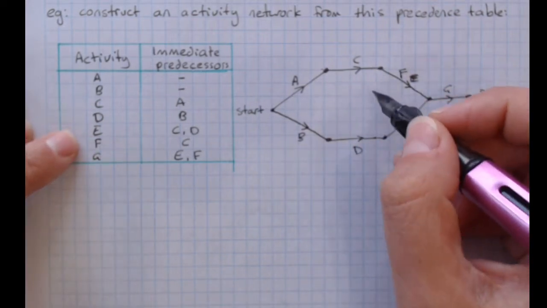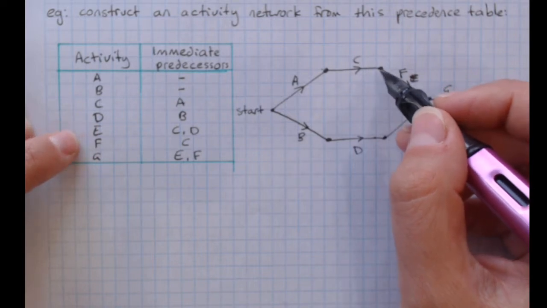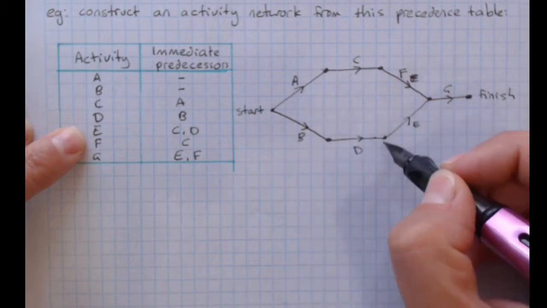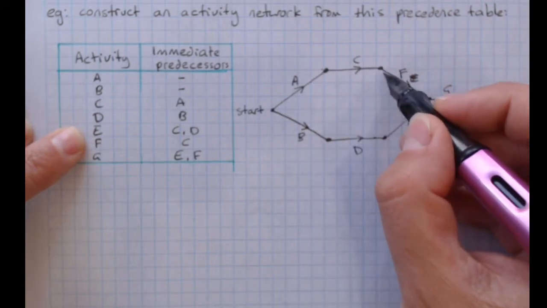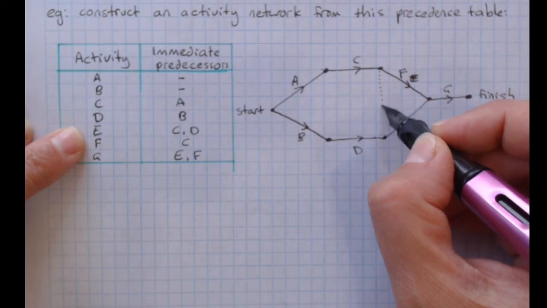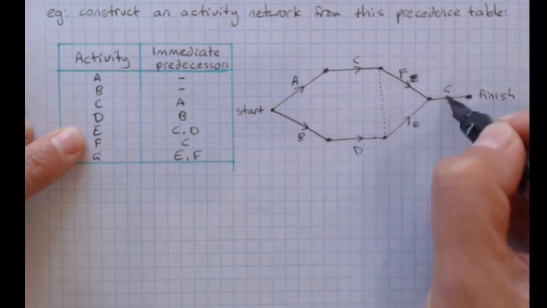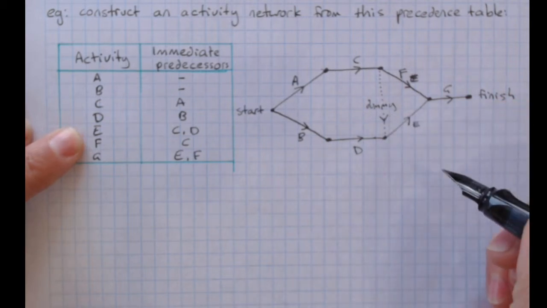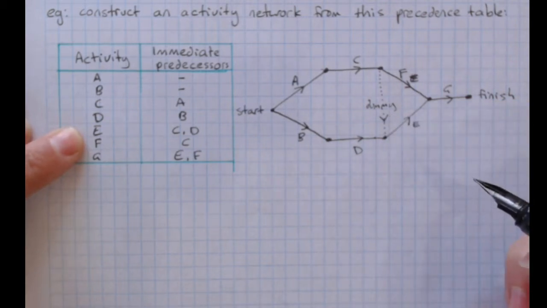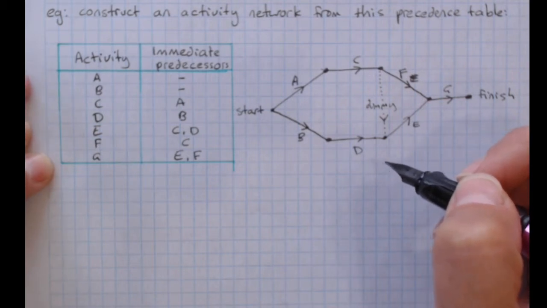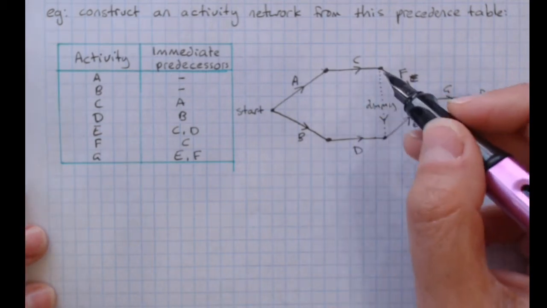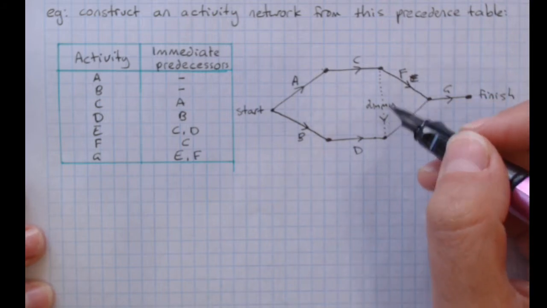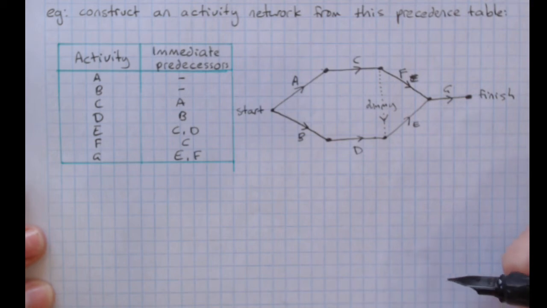And then we also need C to feed into E, which needs the D as well. So our dummy is going to have to come from C down to E. There we go. So we've done our activity network. This is why we need dummy activities when something has to be shown to go into two different activities, but not all the immediate predecessors are shared.